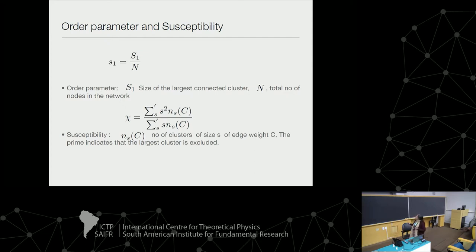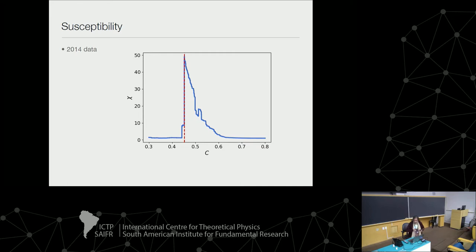Here is the order parameter, which is the size of the largest connected cluster. This is the susceptibility, which is S squared, or let's call it chi. Here we have not included the largest cluster, so that you see the fluctuation. What I'm showing you here is the susceptibility for 50-50, as a function of the link strength. You can see that there is a place where there is a large jump. In fact, there are many places where there are jumps, which obviously are places where the order parameter has jumped. So these are the places where the microtransitions are taking place.